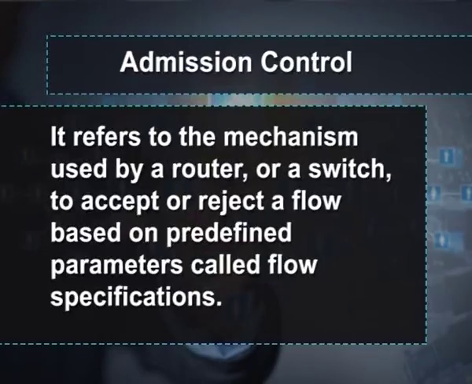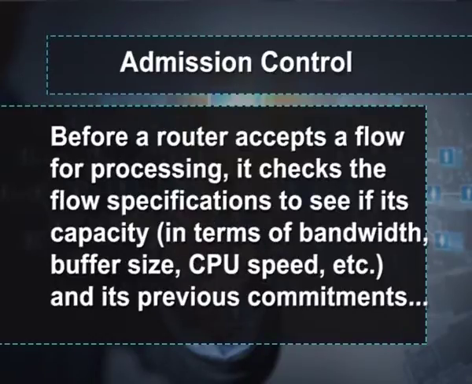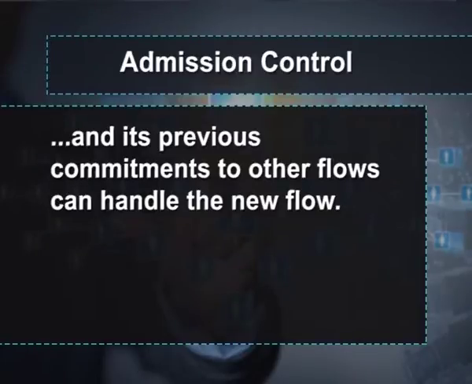Admission control refers to the mechanism used by a router or a switch to accept or reject a flow based on predefined parameters called flow specifications. Before a router accepts a flow for processing, it checks the flow specifications to see if its capacity in terms of bandwidth, buffer size, CPU speed, etc., and its previous commitments to other flows can handle the new flow.